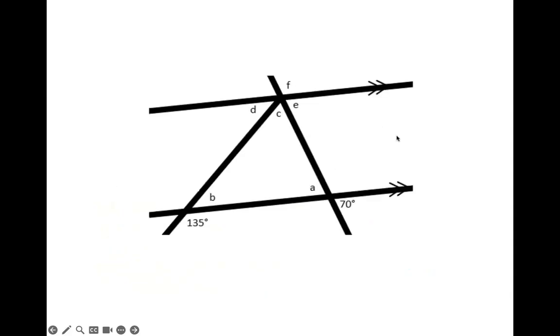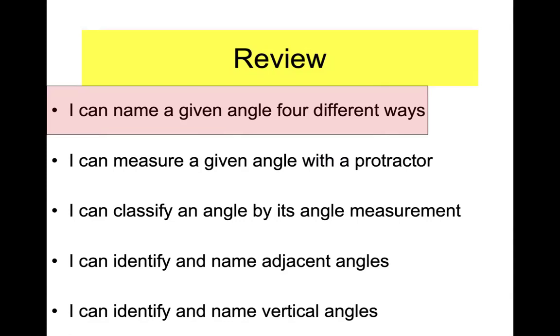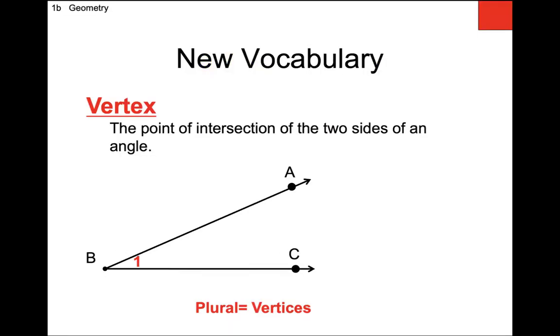Our book doesn't do it, but in case you ever run into it, not only can you use numbers, you can use lowercase letters to designate angles as well. Our book will never have this, but just in case you run into it. All right, so now we can name angles four different ways.